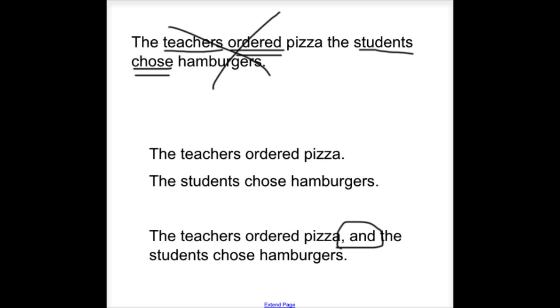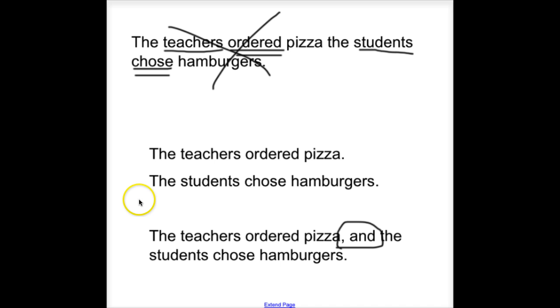All right, so how do we fix them? We cannot say the teachers ordered pizza, the students chose hamburgers, and just have 1 capital letter and 1 period. We have 2 simple subjects. Teachers, what did the teachers do? They ordered. But then we also have this who or what. The students, what did they do? They chose. It's 2 ideas, and we're punctuating it like it's 1 sentence.